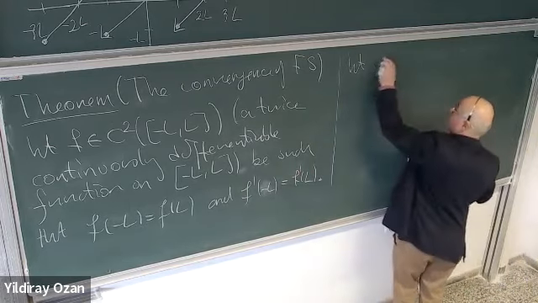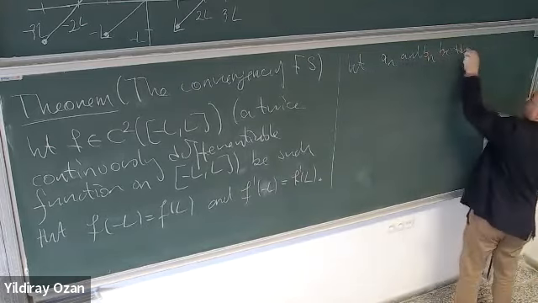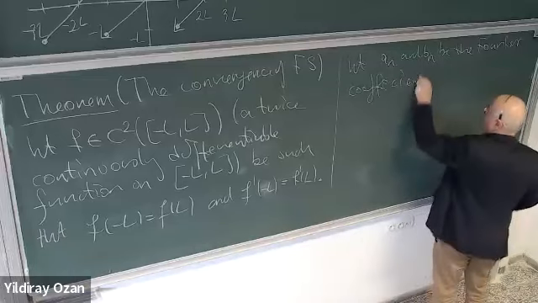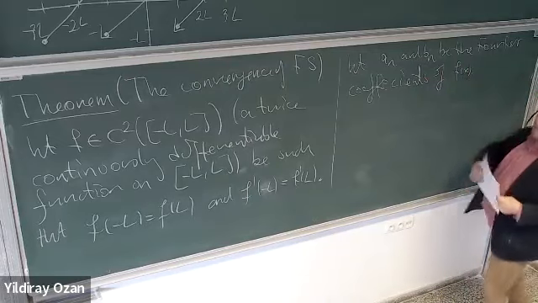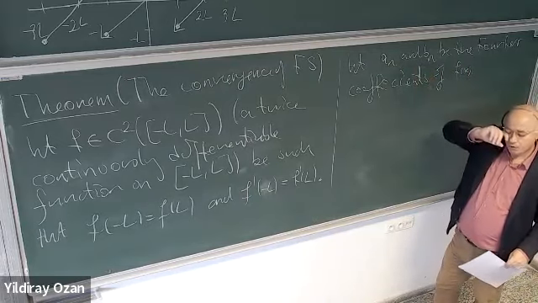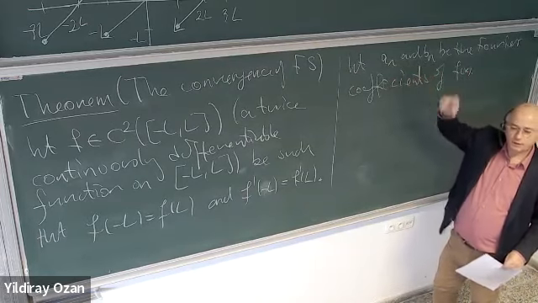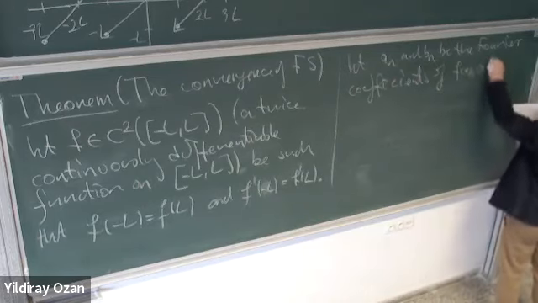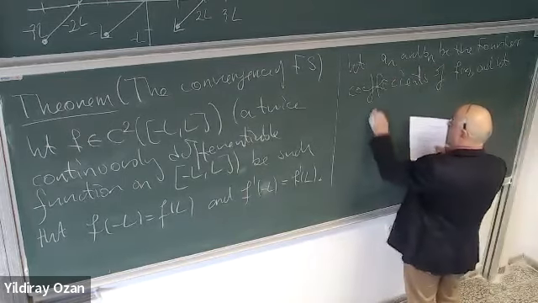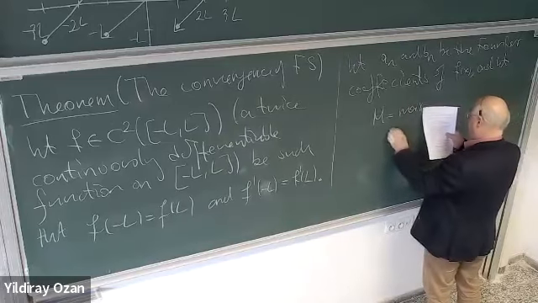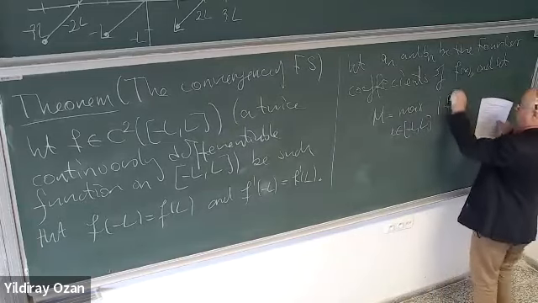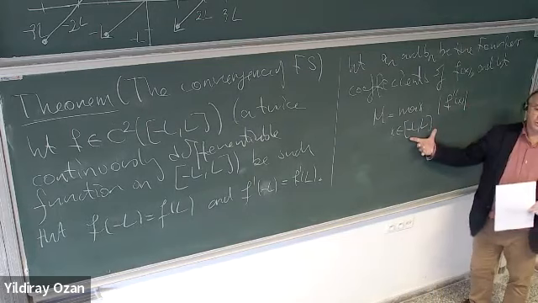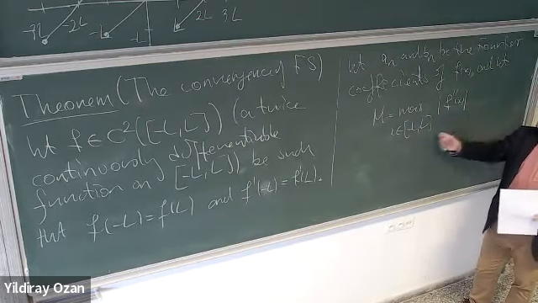Let an and bn be the Fourier coefficients of f of x. So this is just the integral from minus L to L of f times cosine n pi x over L divided by L, and so on. Okay, Fourier coefficients of f of x, and let m be the maximum of the second derivative on this closed interval. I can talk about this maximum because f double prime is continuous, and it's a closed interval. A continuous function on a closed interval has a maximum, and we call that maximum m.